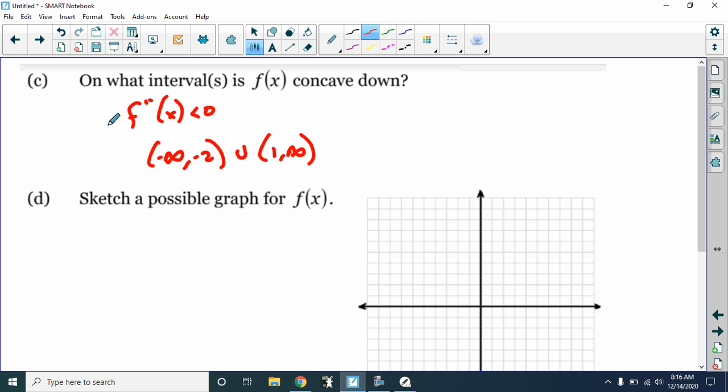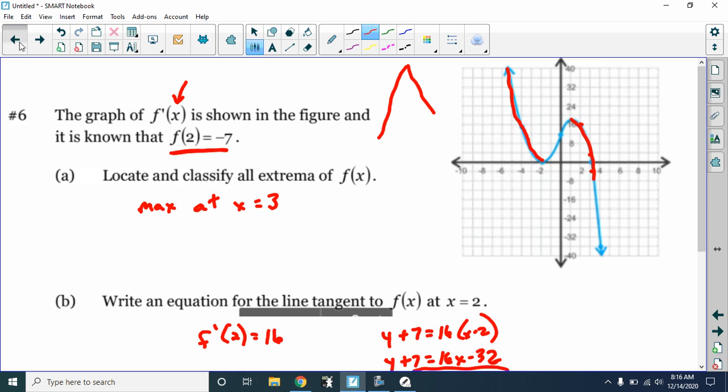And finally, part D, sketch a possible graph for f of x. So this graph, which is our derivative, is positive until here. So my slope needs to be positive until -2. And now it's 0. But then it stays positive until 3. So my slope stays positive until x equals 3. And now the slope is negative. And we have that relative maximum at x equals 3.